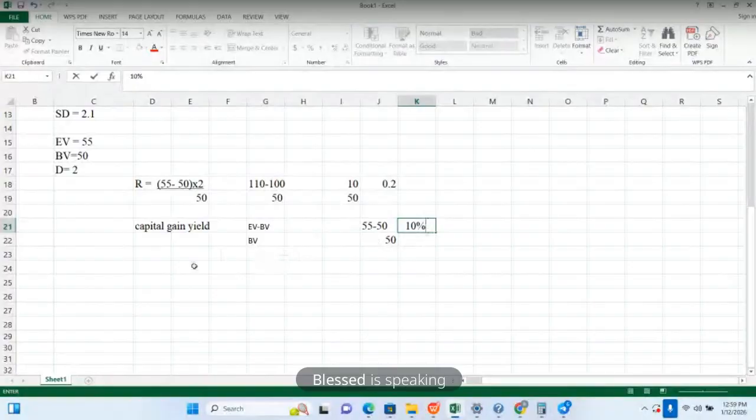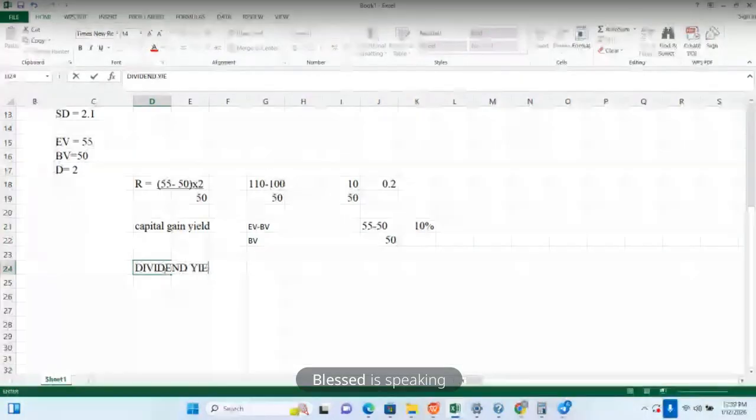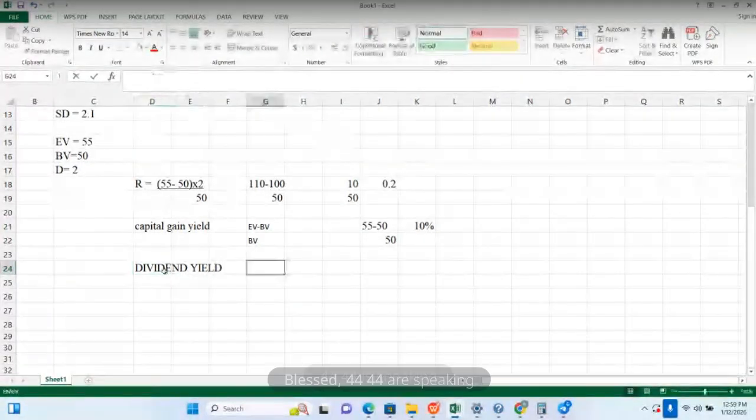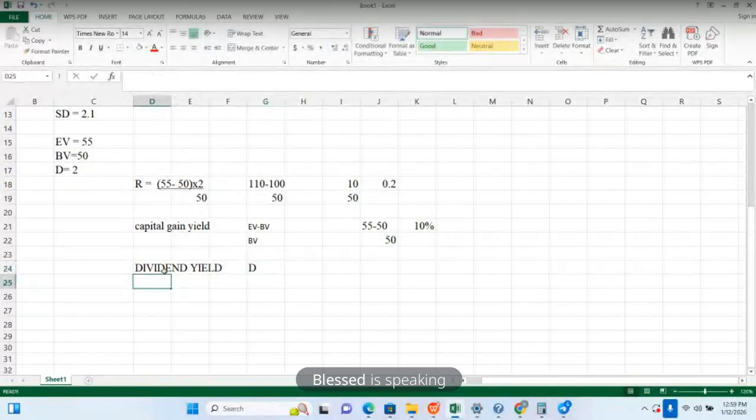So now the next thing they ask us to calculate is dividend yield. What is the formula for dividend yield? Can you remember? Our dividend yield is our dividend divided by current market value.